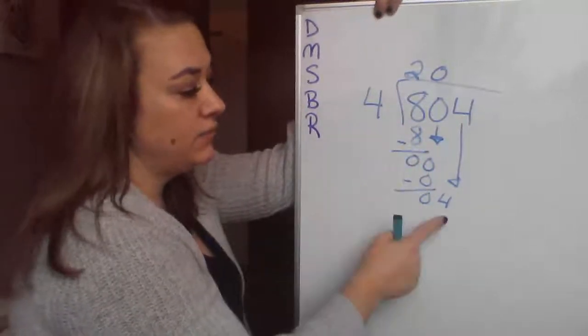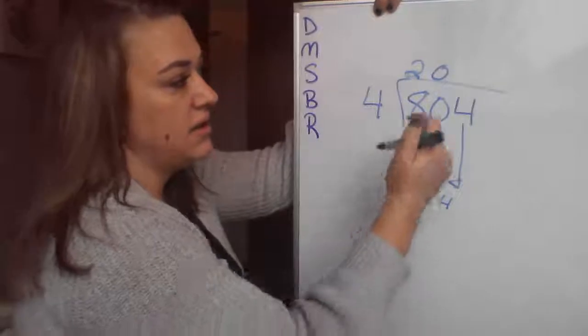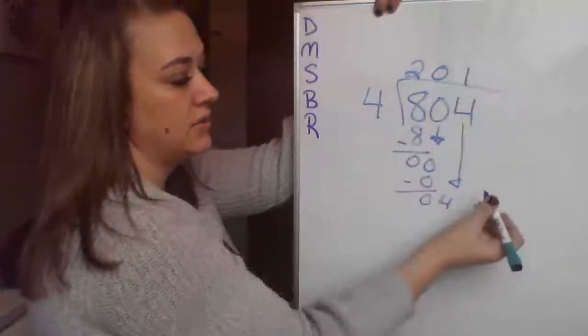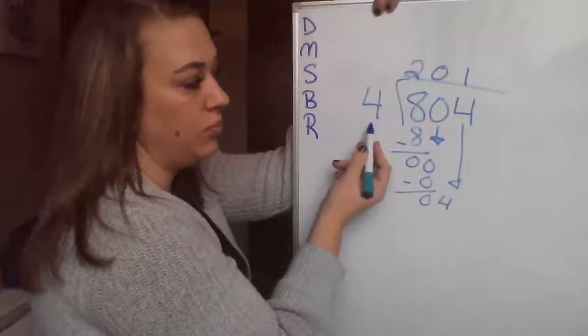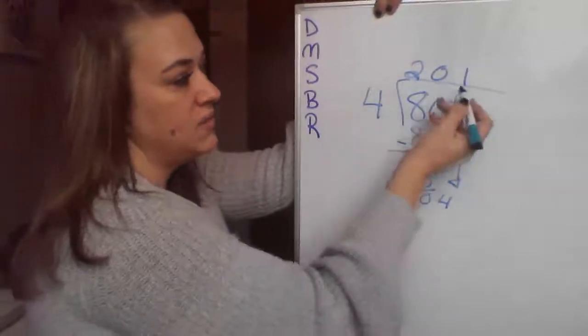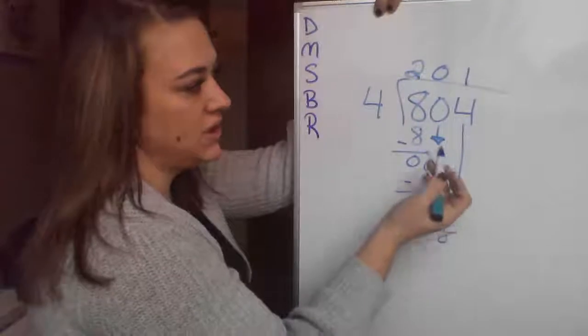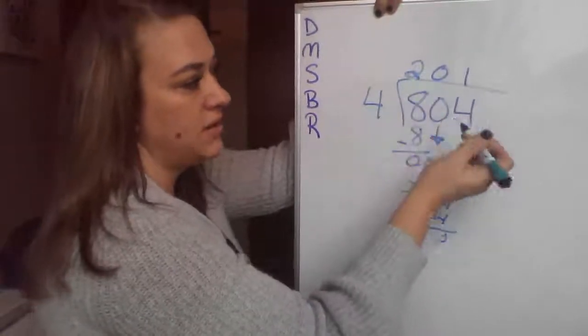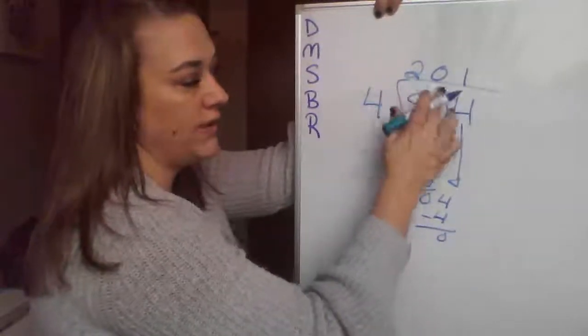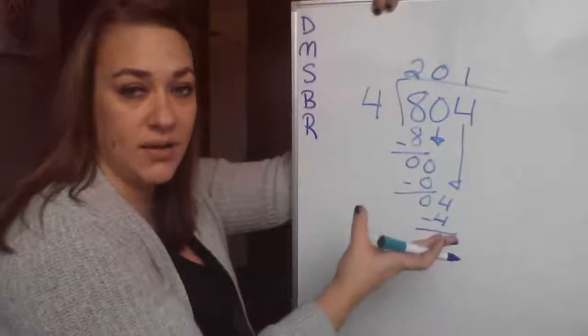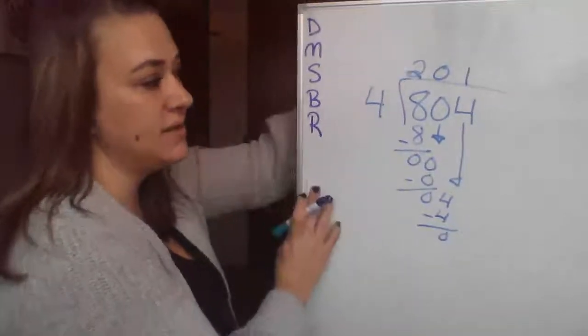So 4 divided by 4 is going to give me 1, because if I have 4, I can only make one group of 4. 4 times 1 is 4. So my quotient is 201. And if I wouldn't have done that 0, I would have 21. See how incorrect that would be? We'd be off by hundreds.